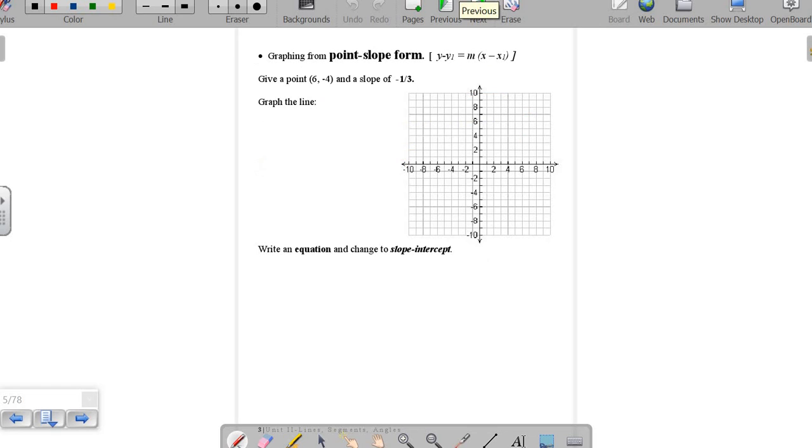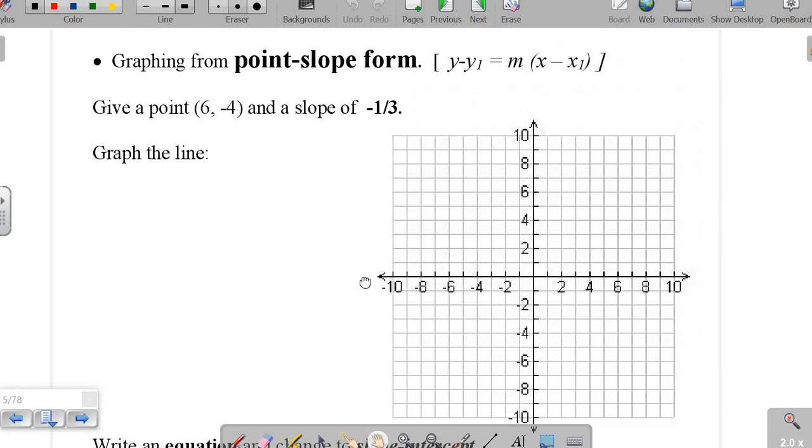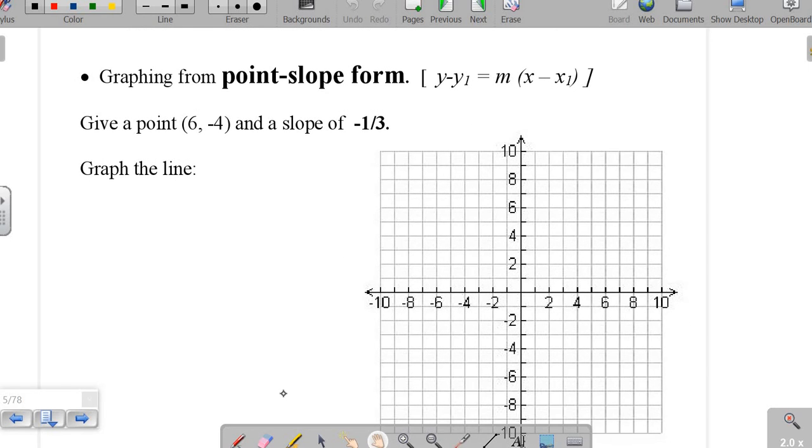Next is the point slope equation of a line. When do we use point slope? We use it when we have a point, (x1, y1), and a slope. This is a very common form, especially in Algebra 2.